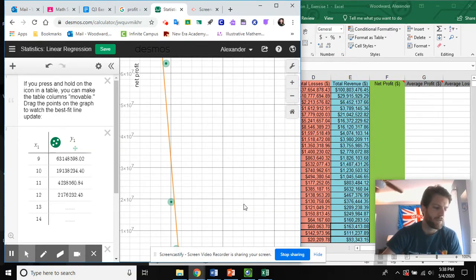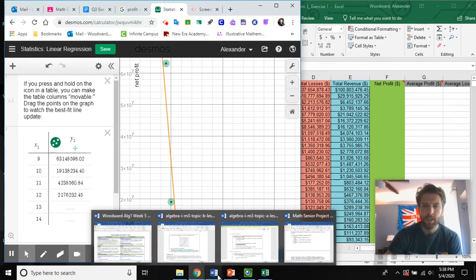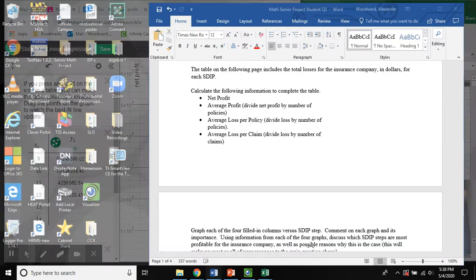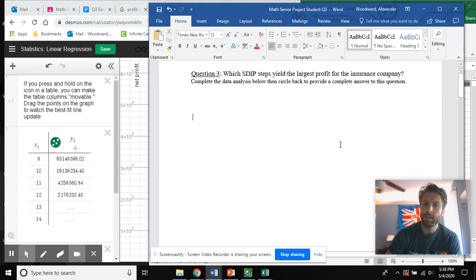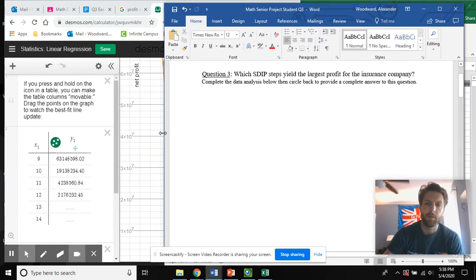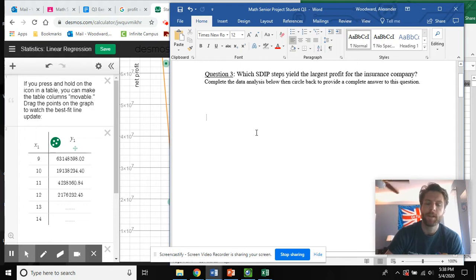This is week 3 of the senior math project. Today I'll be going over question 3, exercises 1 through 3. The question for this week asks us, which SDIP steps yield the largest profit for the insurance company? Quickly, let's review what SDI steps means, and then we're going to talk a little bit about profit.